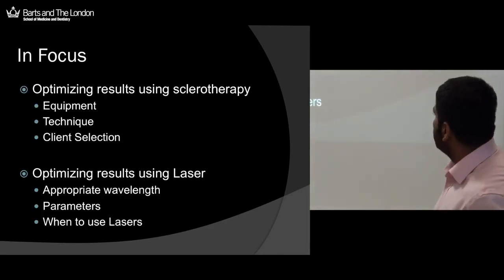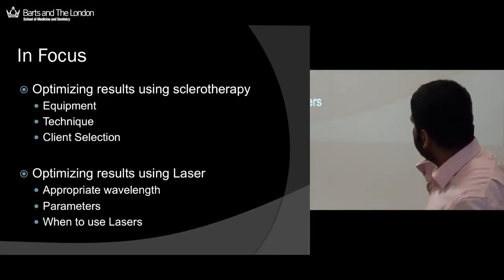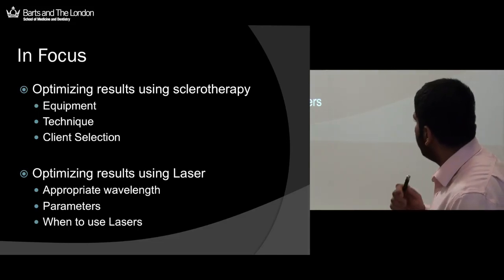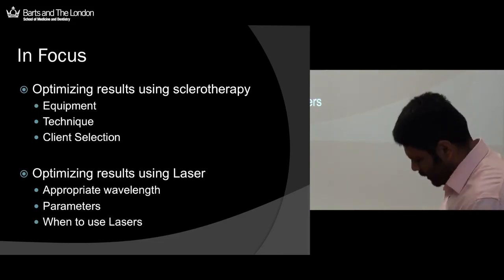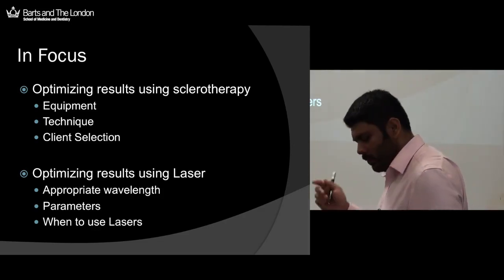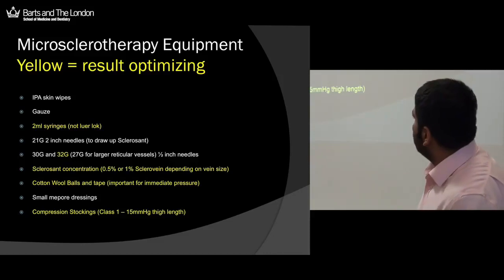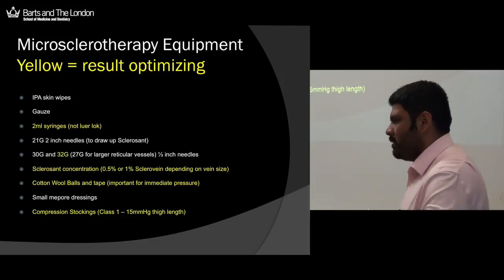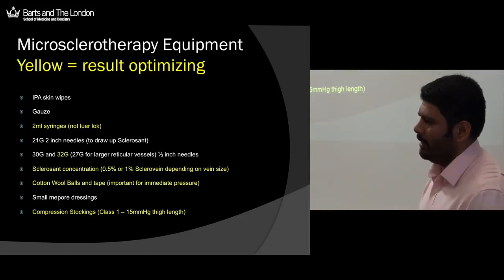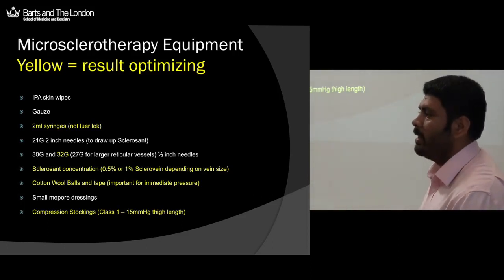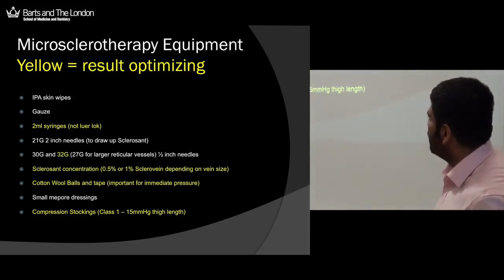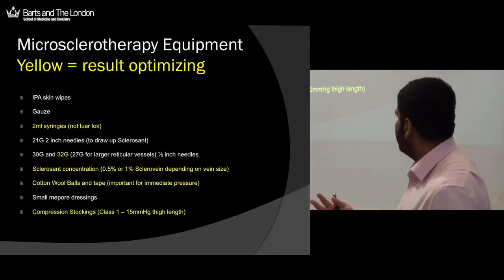So in focus, with sclerotherapy, we need to look at the equipment, technique, client selection, and optimizing results using laser. We need to use the appropriate wavelength, appropriate parameters, and know when to use them. So literally, this talk was given to highlight things that I commonly see that aren't done in sclerotherapy and laser that can be done to better the results. Things in yellow are effectively things that we can do to make our practice better.